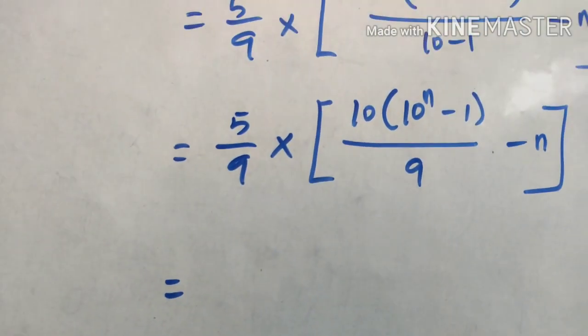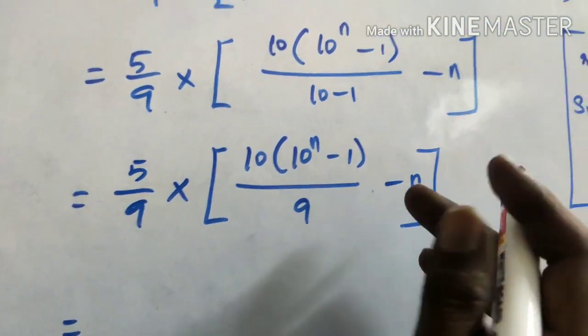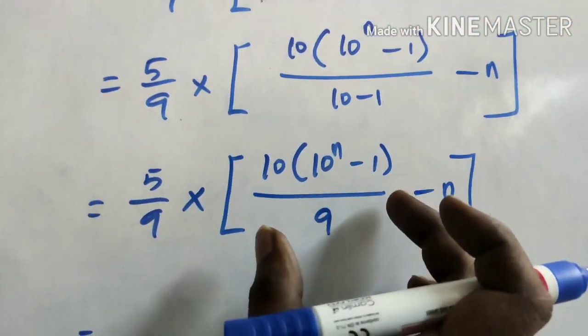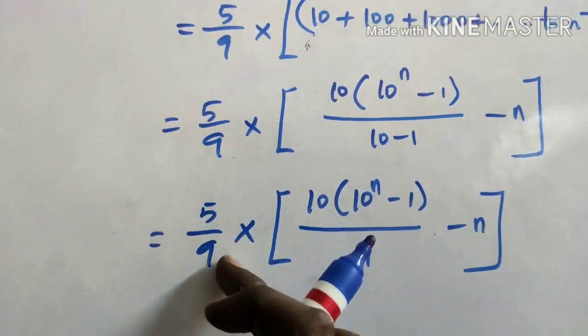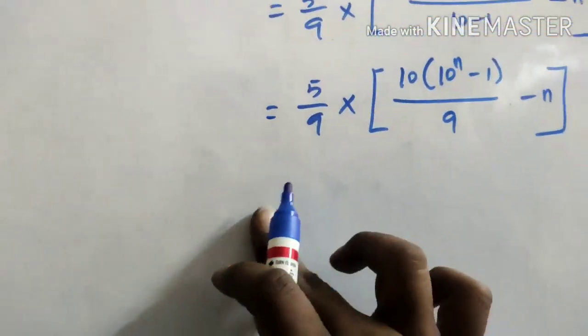Now what you do, you multiply this 5 by 9 inside. Inside we are having two terms. One is this one, 10 into 10 power n minus 1 by 9, and another one is minus n. So I am going to multiply this 5 by 9 with both these terms. Okay, so see here what happens.